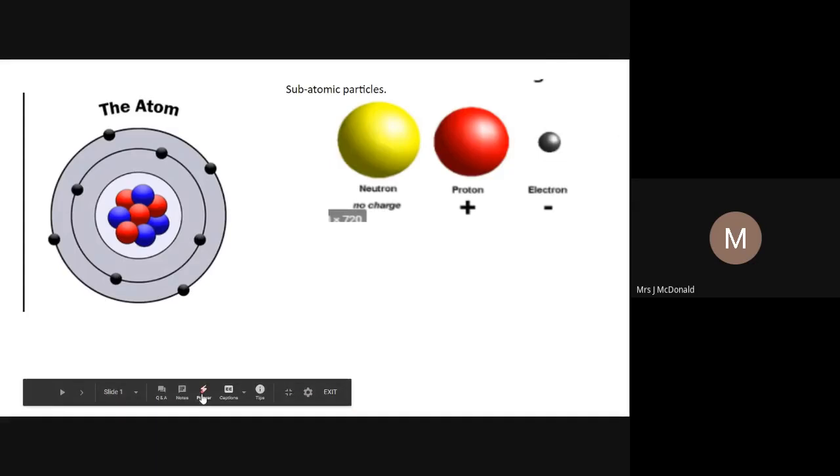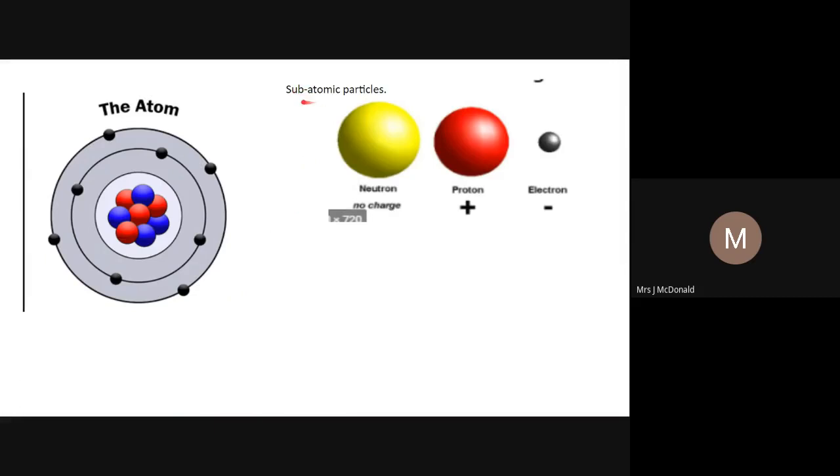We've learned that atoms consist of smaller particles. We call these particles subatomic particles. And we call them subatomic because this word sub means smaller than or less than. And when it's attached to atomic, it means it's below or smaller than the atom. So it's referring to the size.